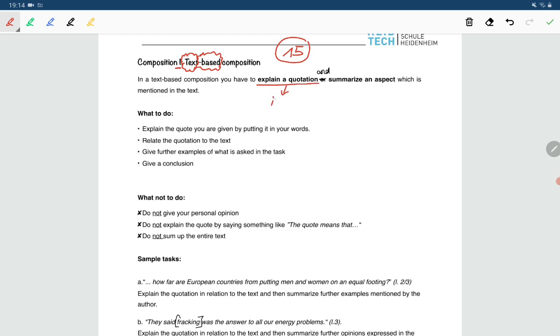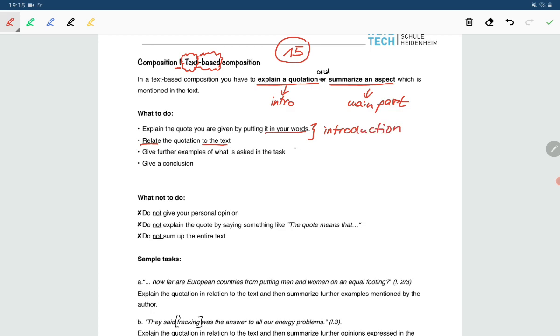This will be your intro. And you have to sum up an aspect. This will be your main part. What to do? You explain the quote you are given by putting it in your words. That means you do not use the words from the text, but your own words. And it's important to relate the quotation to the text. So you do not just explain by giving general information from your own knowledge, but you please stick to the text. And you will do that in your introduction.